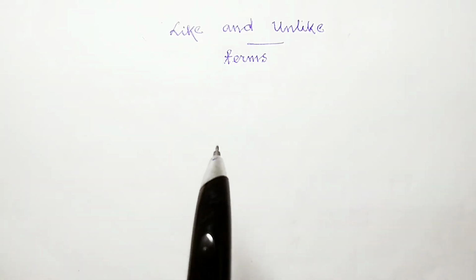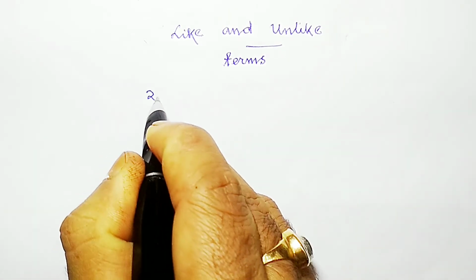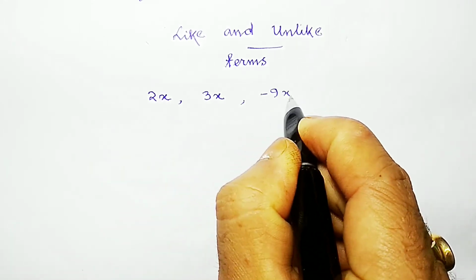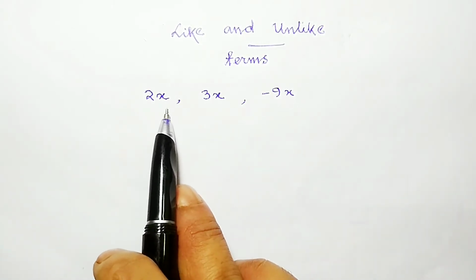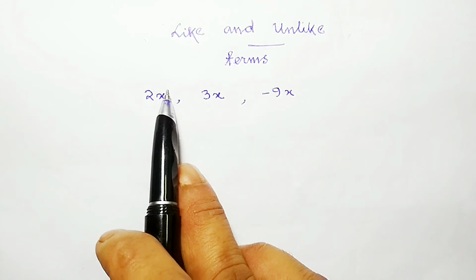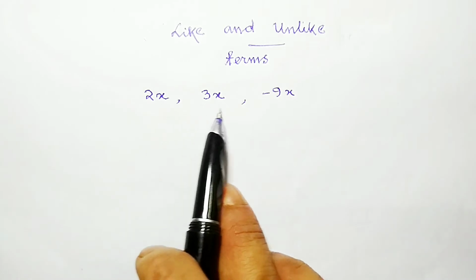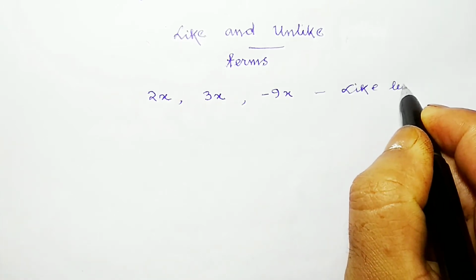The next thing that I will discuss here is like and unlike terms. The terms that have the same variable with the same exponent are called like terms. Suppose I write 2x, 3x, minus 9x. In these cases you can see they have the same variable. Here also the variable is x, here also x. And what is the exponent here? Since I have written nothing, that means 1. Here also exponent 1, here also exponent 1. So these are called like terms.